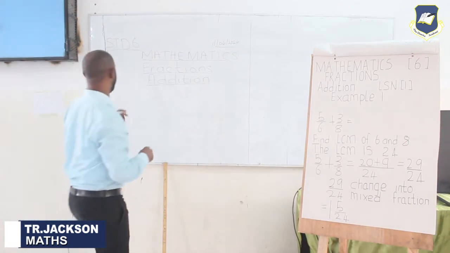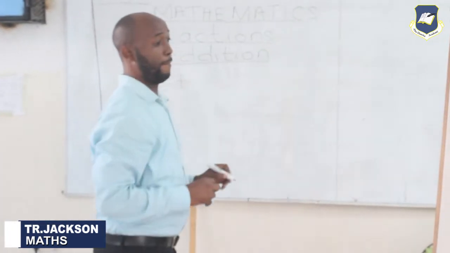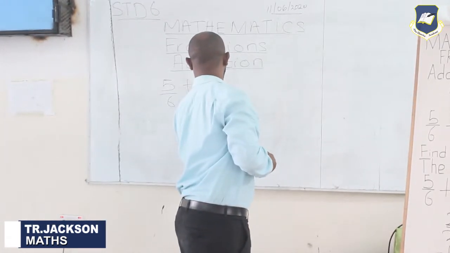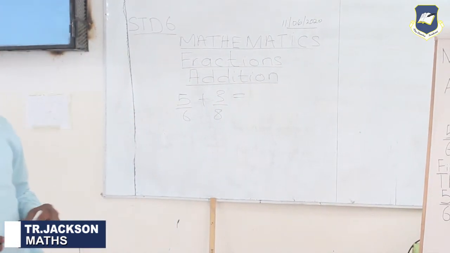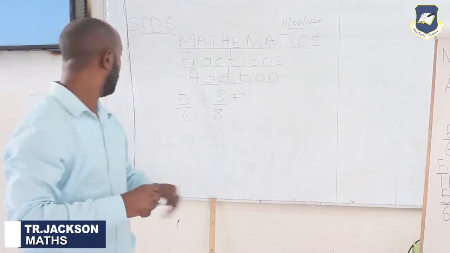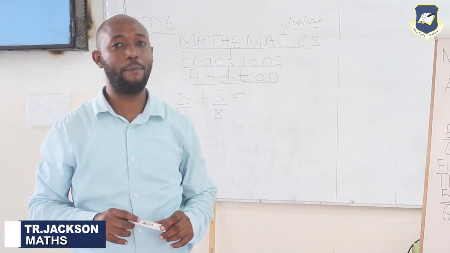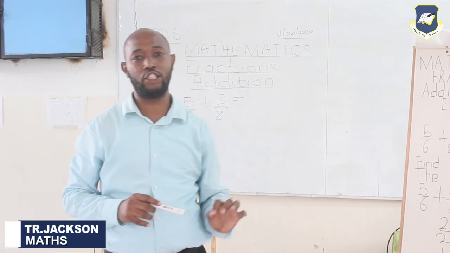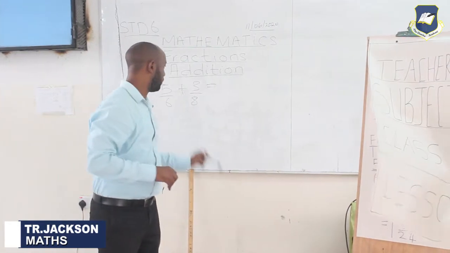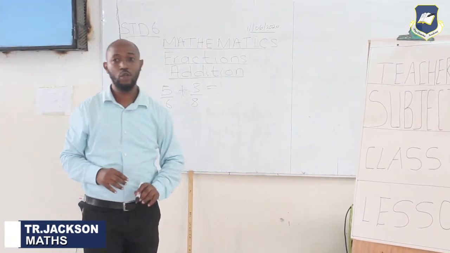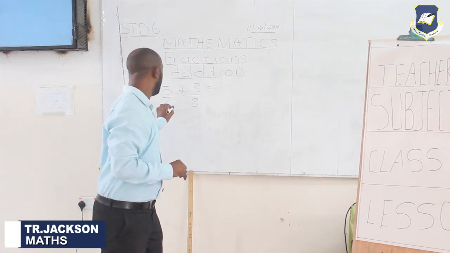So let's start by adding 5/6 by 3/8. When you look at that fraction, it is different. It has different denominators. Unlike in class 5, whereby you are doing addition of fractions which have similar denominators. So for us to add these fractions, we are supposed to look for the LCM of the denominators.